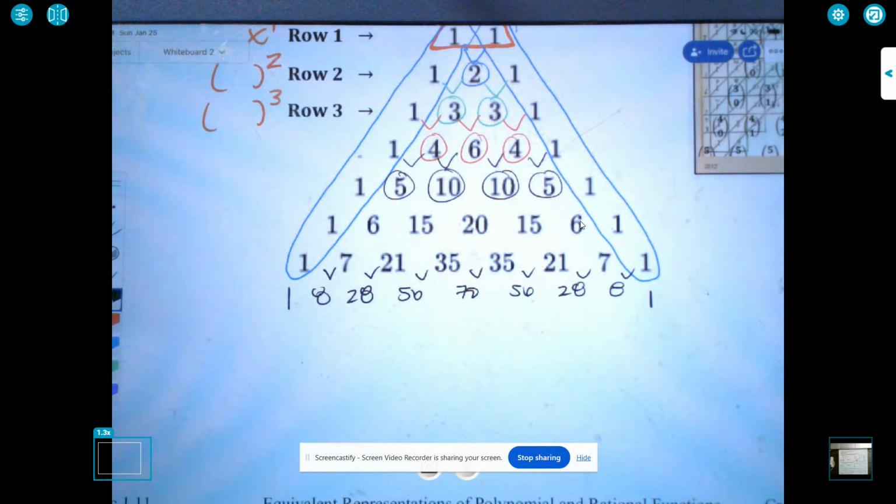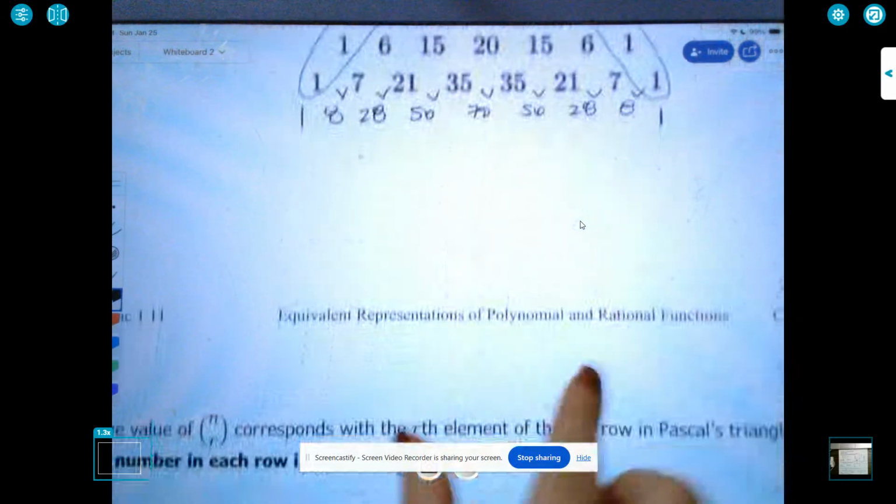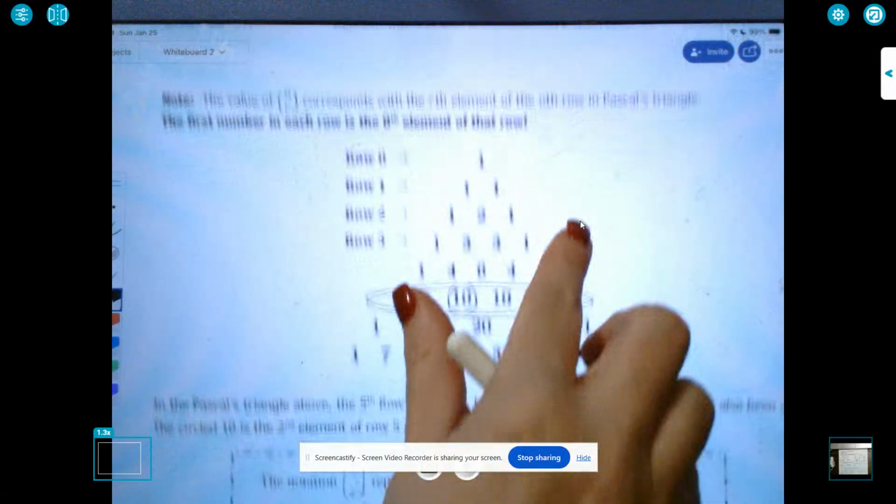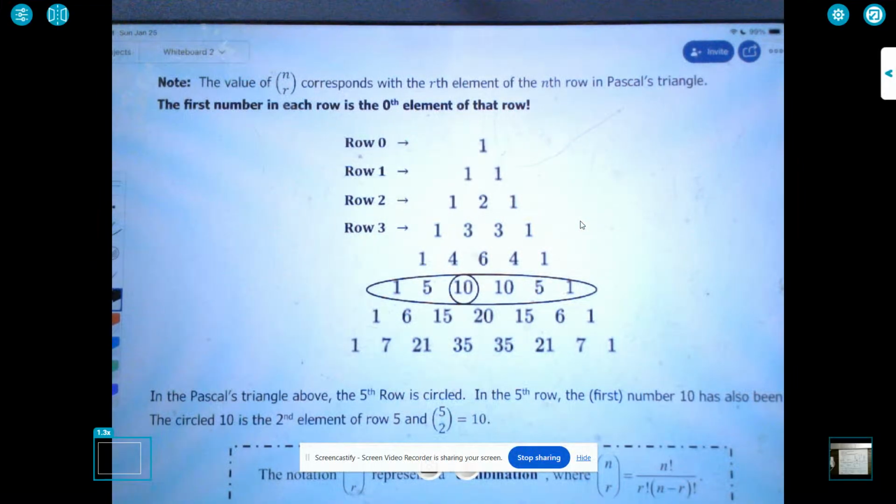So go ahead and flip that over. All right, the value of n over r corresponds to the rth element of the nth row of Pascal's triangle. The first number in each row is the 0 element of that row.